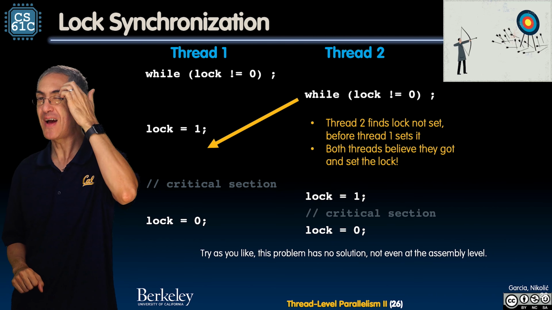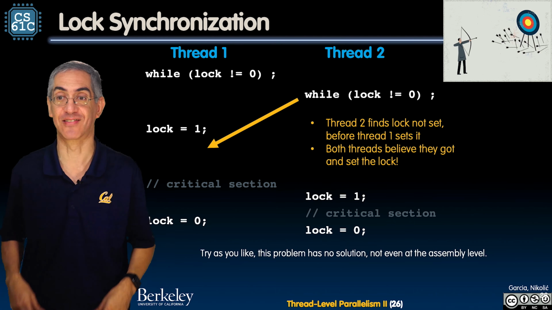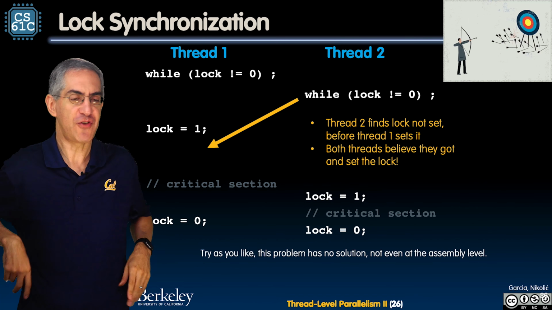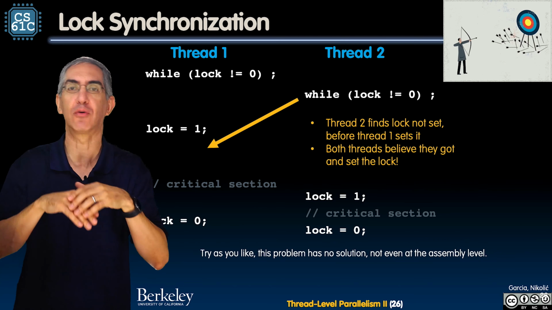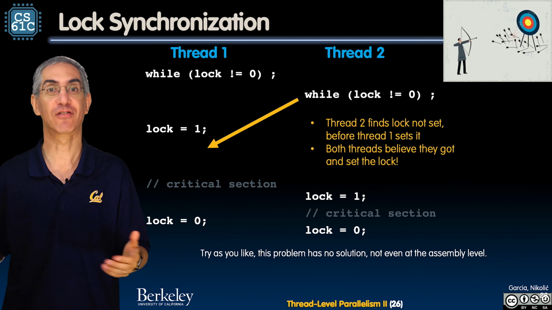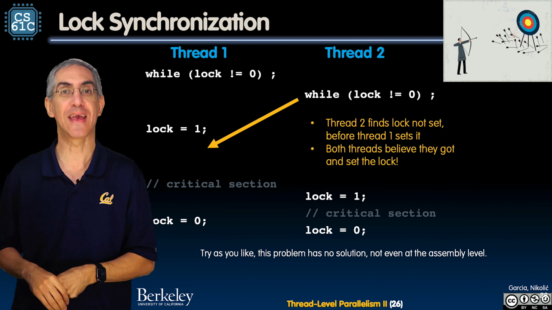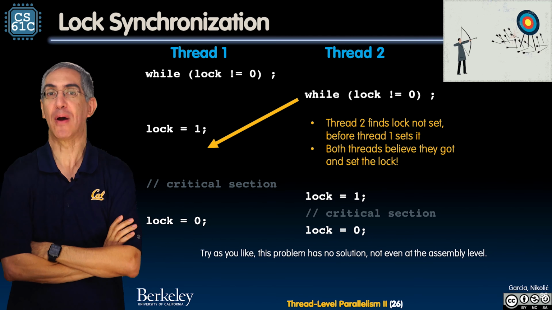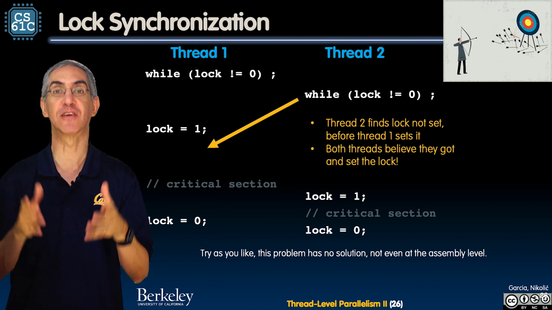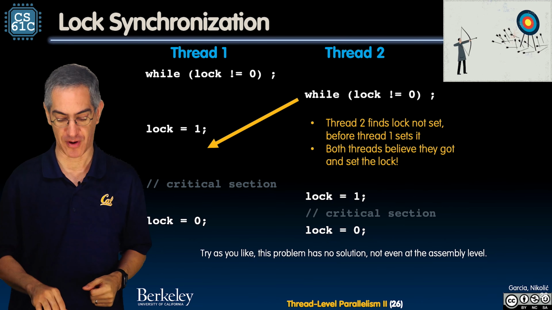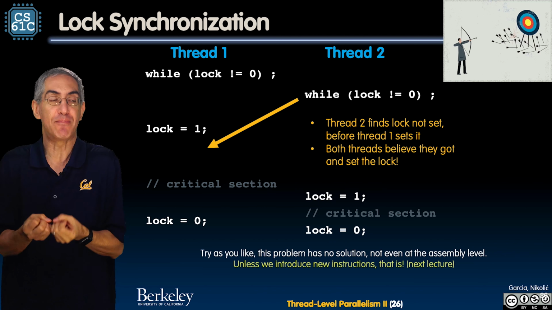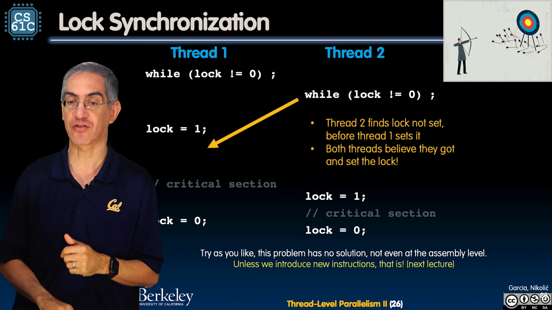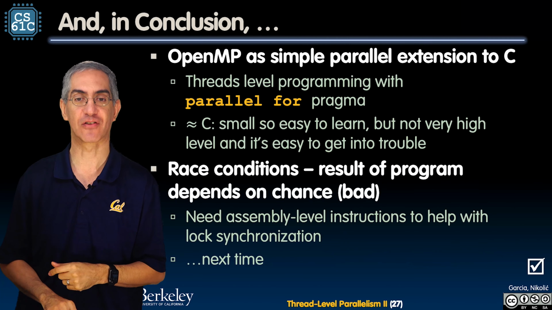And by the way, try as you like, there's no solution to this. As you try to hit that bullseye, you're going to continue. Oh, what if you had two locks and one grabs the... No, I don't care how clever you're going to be. We can't solve this. At this level, we can't solve this. Go ahead. Good luck. I'll wait. Pause the video. Go ahead. I'll wait. It's not going to happen. You're not going to find a solution in C to solve this problem. This is deeper. There's something more fundamental we have to add at a lower level. So we have to add some new instructions. We'll see that in the next lecture.